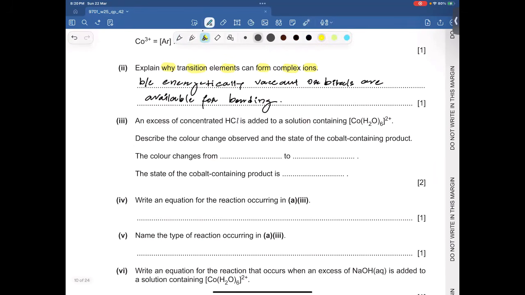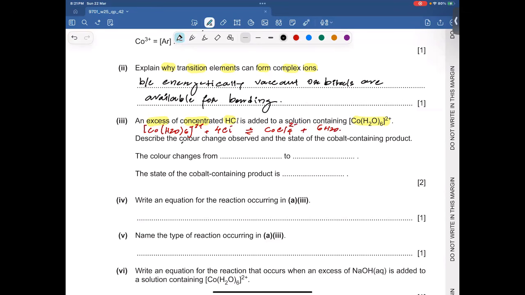And excess of concentrated hydrochloric acid is added to this. When we add concentrated hydrochloric acid, then there will be a ligand substitution reaction which is reversible, and you will get CoCl4 2- plus 6H2O. We have done this equation in the class.